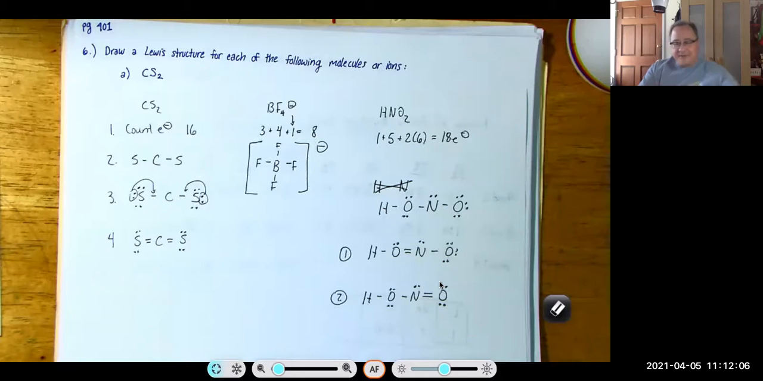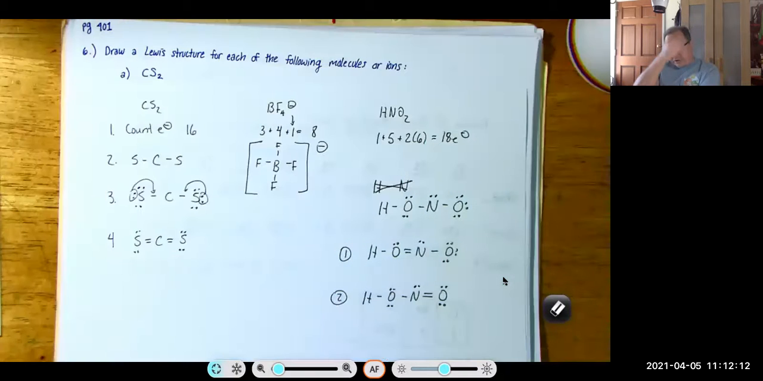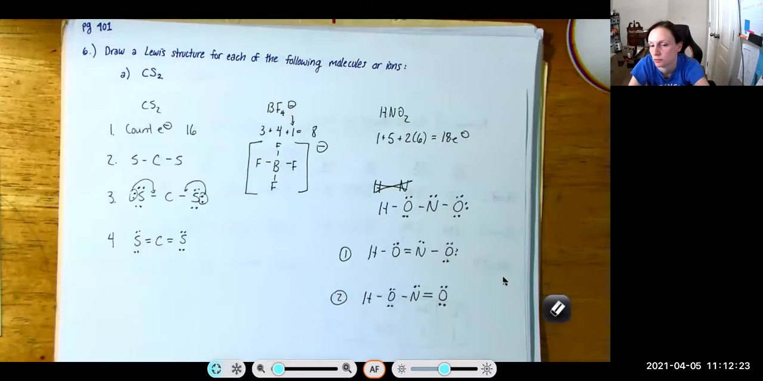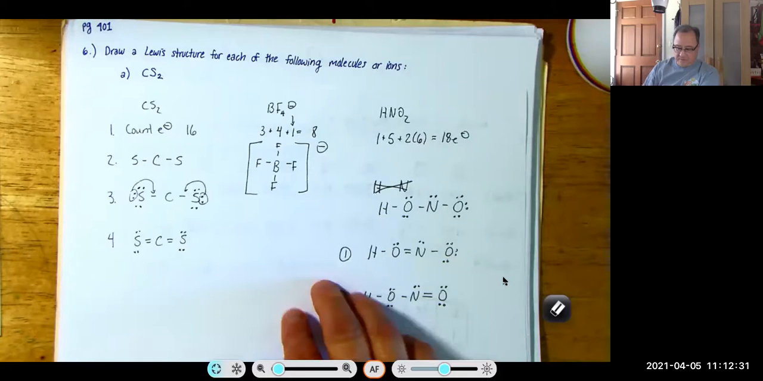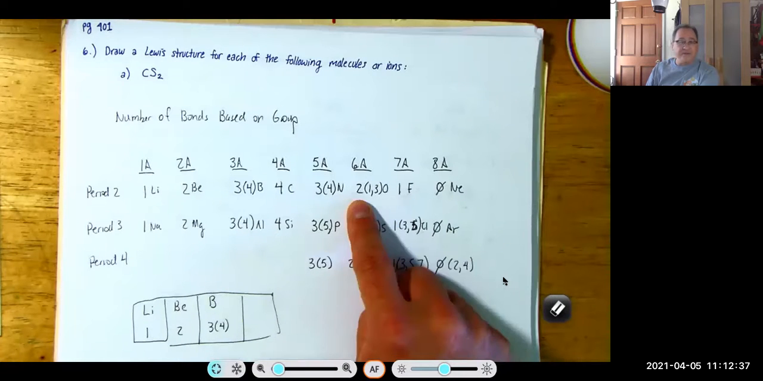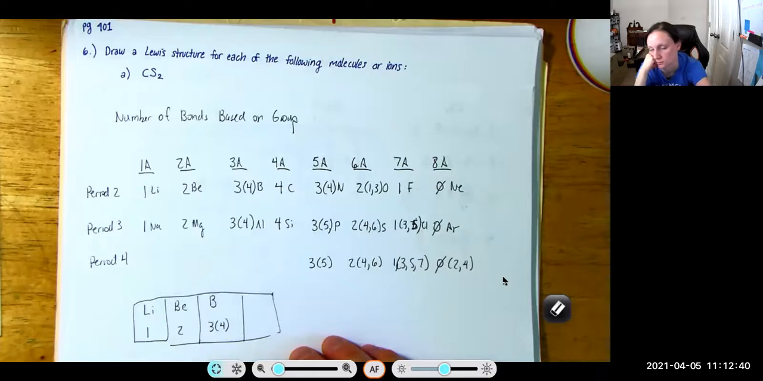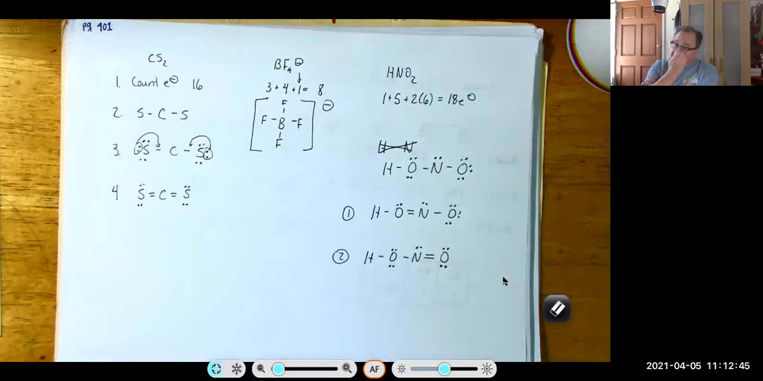No, it has nothing to do with symmetry. Number 2 is correct, but we're going to approach this from the only way we have of measuring it, which is how many bonds each of these atoms like to make. How about hydrogen? Hydrogen makes 1. How about oxygen? Oxygen's 2, 1, or 3. So how many does it like to make? 2. Nitrogen likes to make 3.